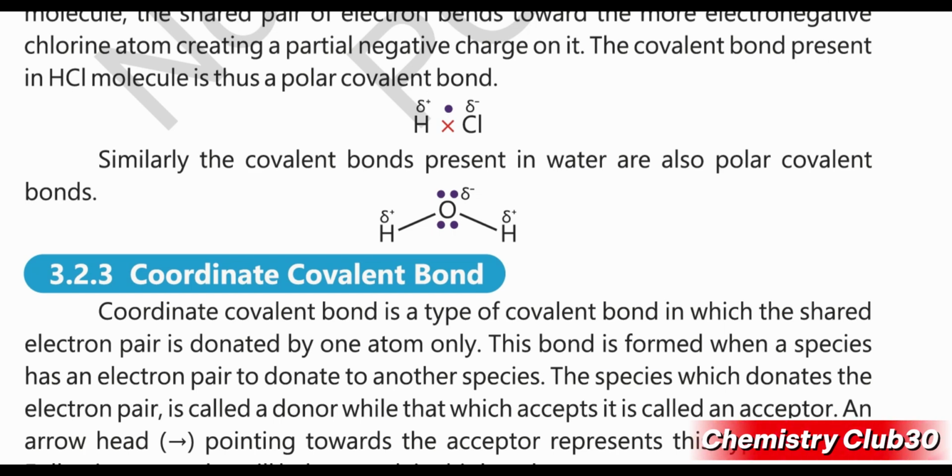Similarly, the covalent bond that is present in water is also a polar covalent bond. Here you can see that oxygen has more electronegativity, so it has a partial negative charge because it will pull these shared electron pairs towards itself, and hydrogen will have a partial positive charge.